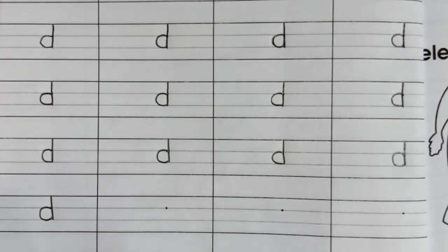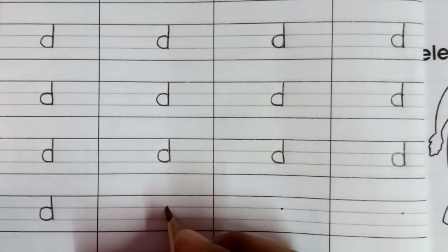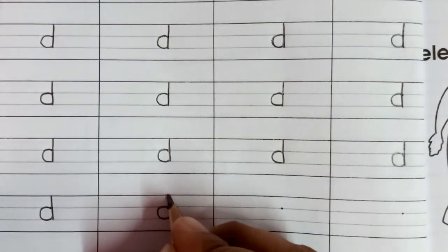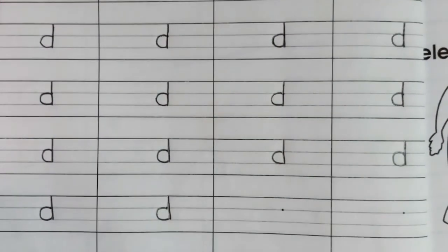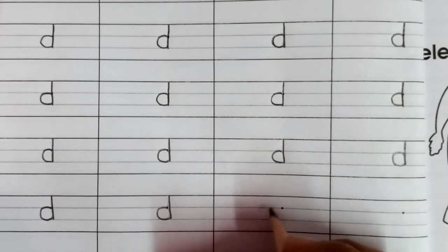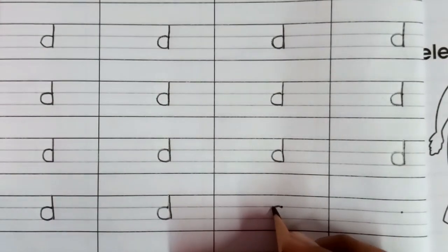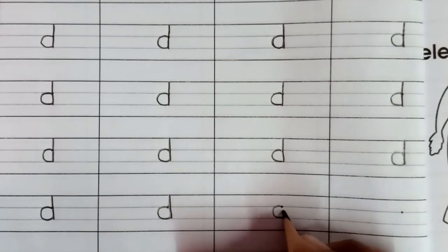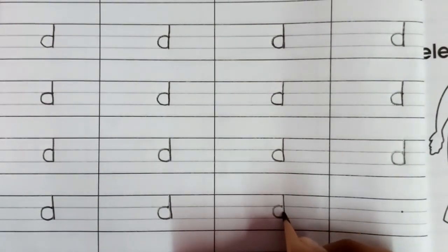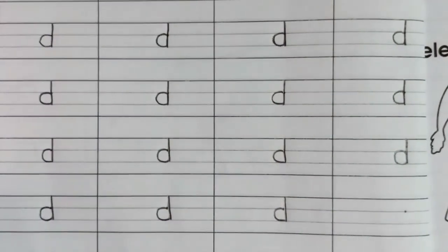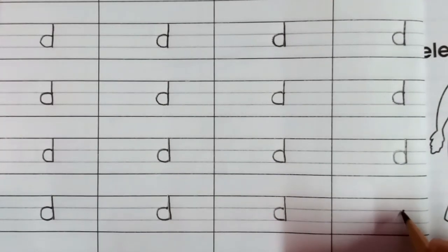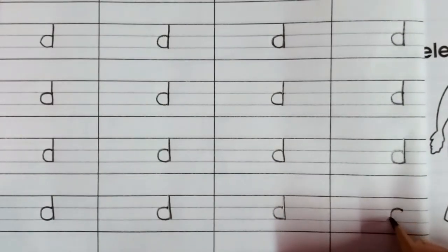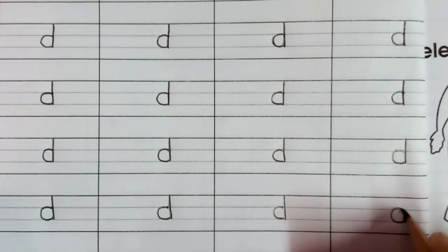Okay, it's your writing of sound D. D, D, D. Okay, again. Right to left, up and down, touch the ground, like this. Okay, it is the last. Right to left, up and down, touch the ground.